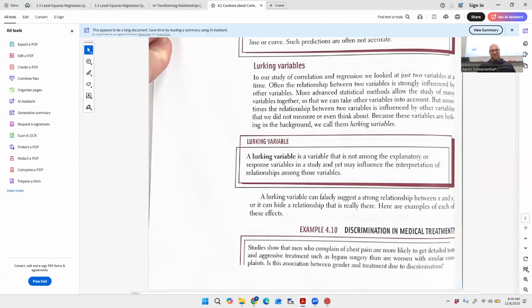So a lurking variable. This is really important. This is really important outside of math class. This is the number one cause, probably, of misdiagnoses and incorrect interpretations of data. A lurking variable is a variable that is not your explanatory or response variable, but has a major influence on those relationships.